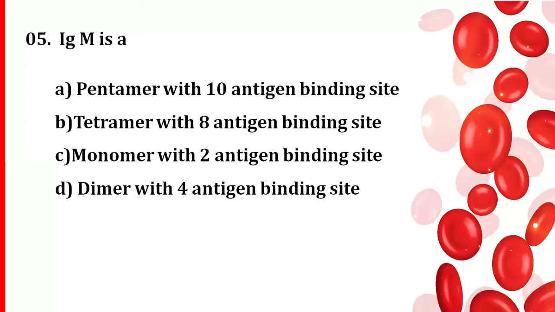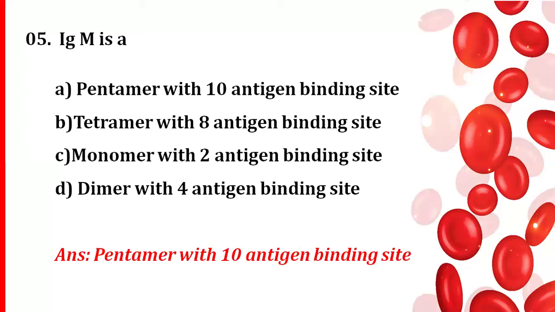So the right answer is IgM is a pentamer. Pentamer means it is made up of 5 monomeric units. These 5 monomeric units are held together by the J chain, that is called the joining chain. They have 10 antigen binding sites. Each monomer has 2 attachment sites. So that's why the pentamer has 10 antigen binding sites.